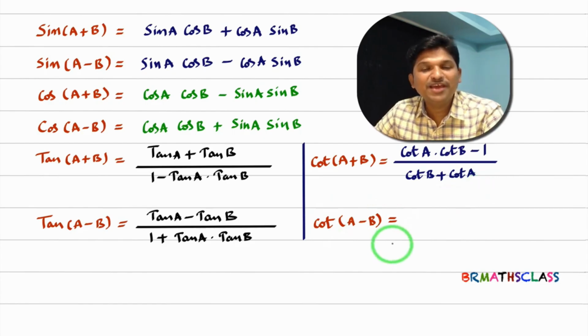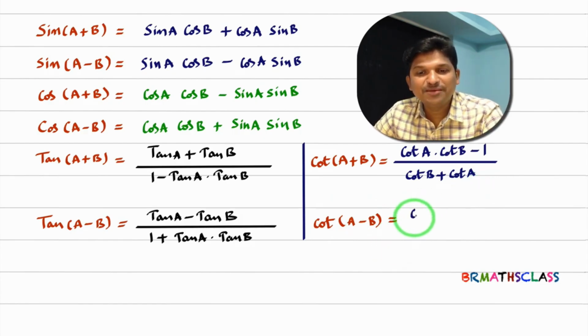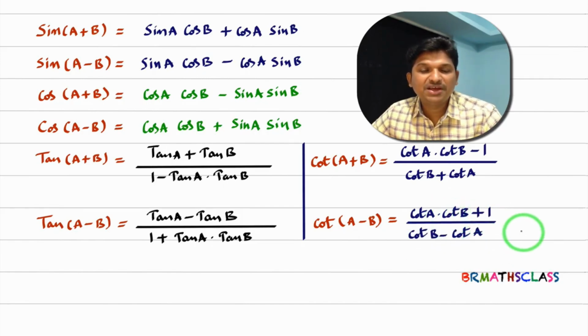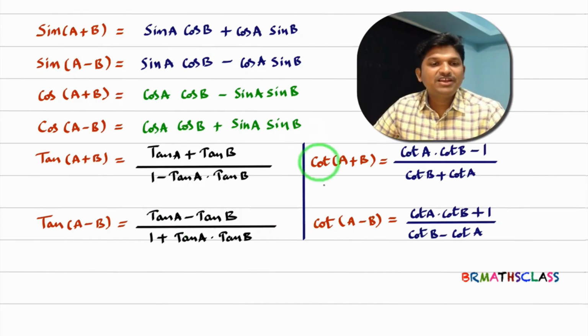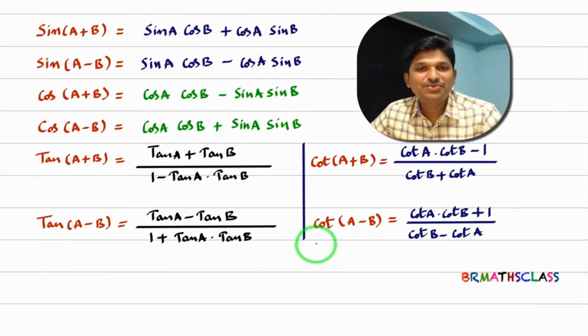Okay. Cot A minus B formula: cot A cot B plus 1 divided by cot B minus cot A. See, total 8 formulas we learn. All these formulas are like buy one get one. If you learn one, another one you can learn very easily.